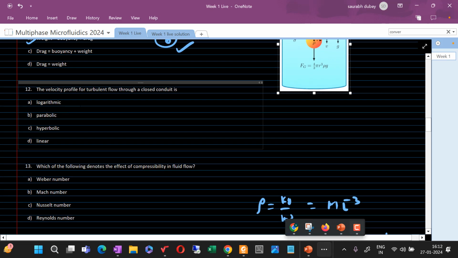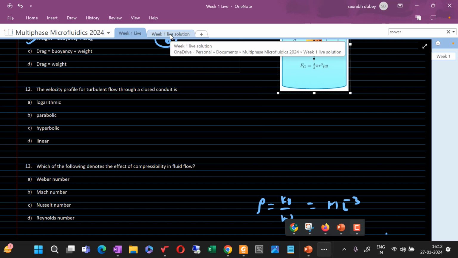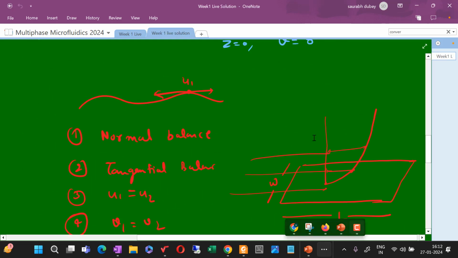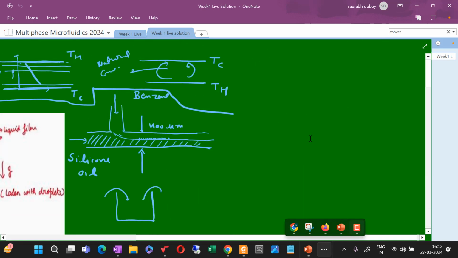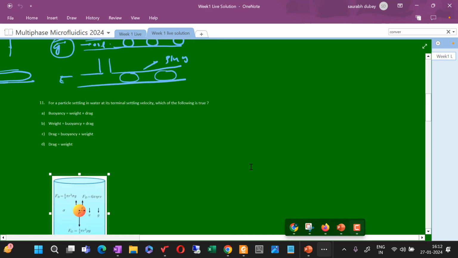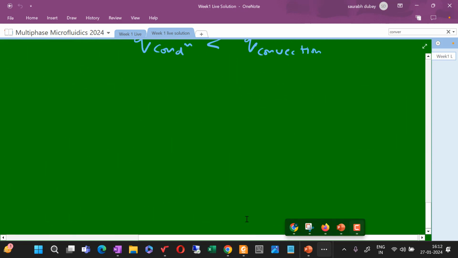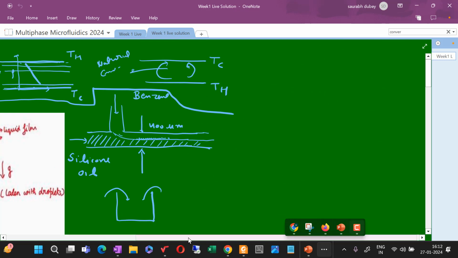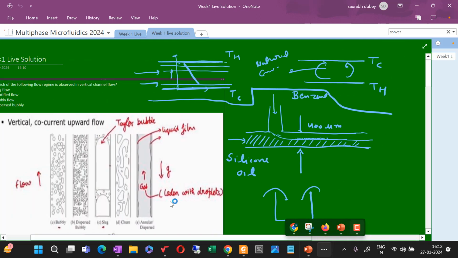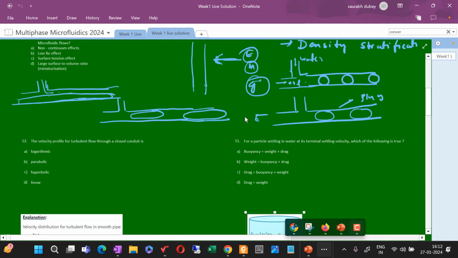Logarithmic. How do you know that? Did you read it or derive it somewhere? I didn't derive it, but I have read it. You read it. So what is the expression for that? I cannot recall exactly. I kept it here somewhere.